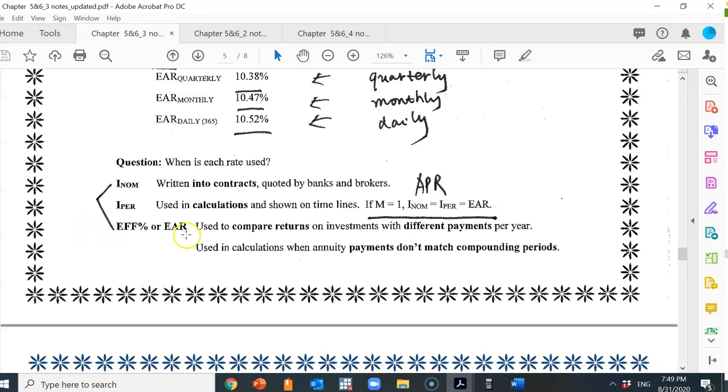But EAR or EFF will be different if it's not annual compounding, and it's used to compare returns on investments with different payments per year. It could also be used in calculations when annuity payments do not match compounding periods. All of these we will discuss in the future.